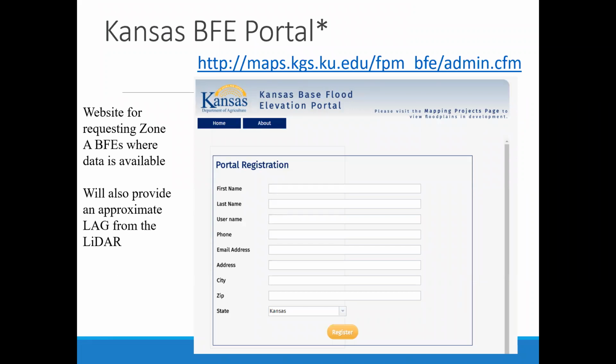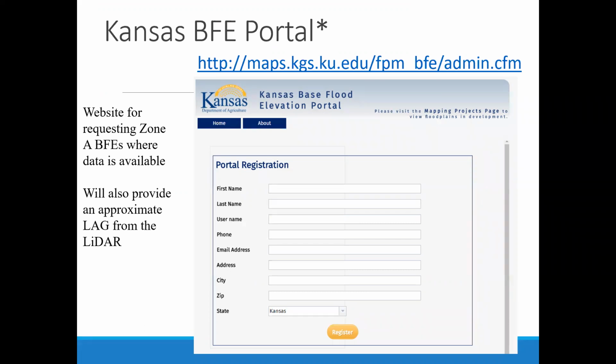So something else we have that is really helpful for Zone A requests. You can request a base flood elevation be calculated. And so you just create a profile here, and then you can go in on the map, draw a polygon, and then submit a request in a Zone A. So we have that service available. You can also click around and look at the approximate LiDAR.